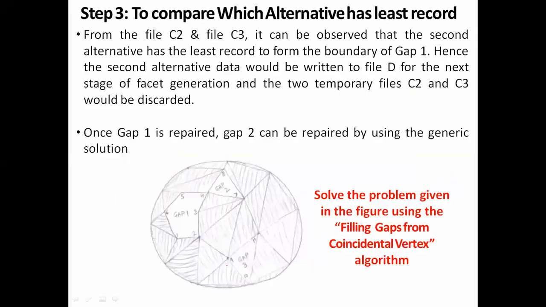Now suppose you have a problem like this. What you observe over here is there are three gaps: there is a gap 1, there is a gap 2, and there is a gap 3. Now gap 3 is separate, and it is completely independent of the other two gaps. So when you have such a scenario, before filling gap 1 and gap 2, you will fill up gap 3, because it is a single missing facet.